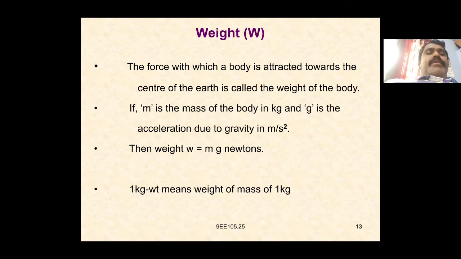1 kg weight means weight of the mass. We can define 1 kg weight as nothing but the weight of the mass, that is measured in kg here. The weight of the body is 9.81 newtons. So 1 kg weight is equal to 9.81 newtons here.